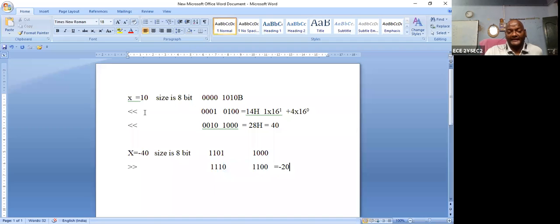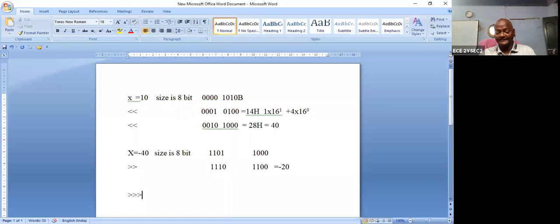If you are applying the signed left shift operation, the value should be doubled. By applying the signed right shift operator, the value should be halved. But the sign should not be changed. That's why they are called signed shift operators. I can show you one example.